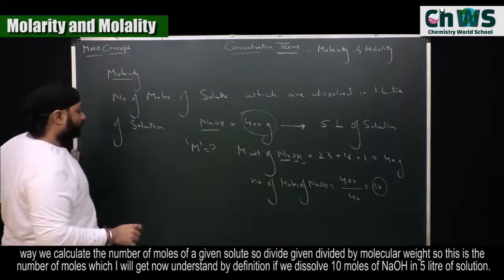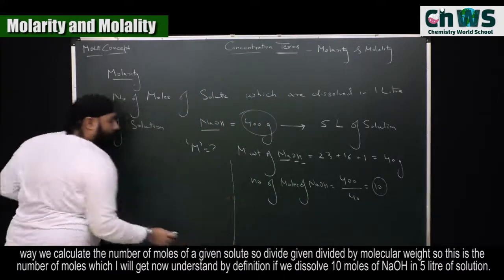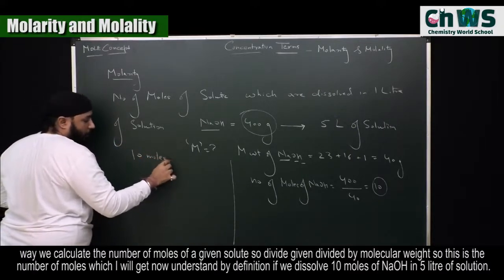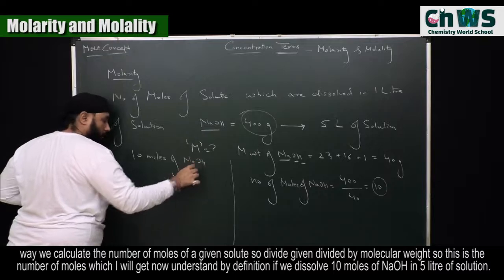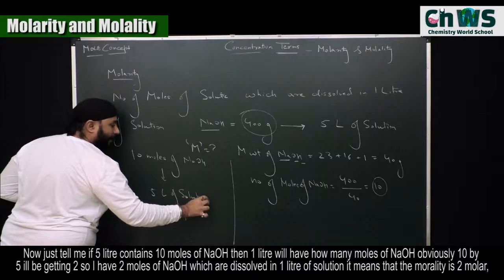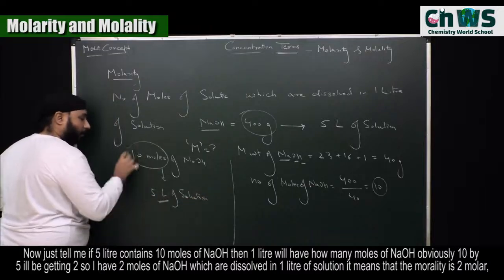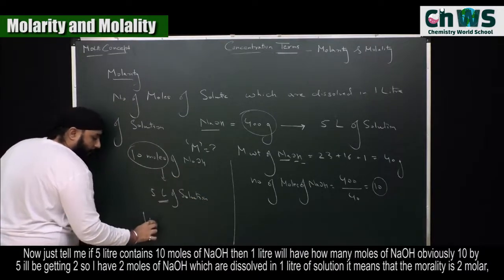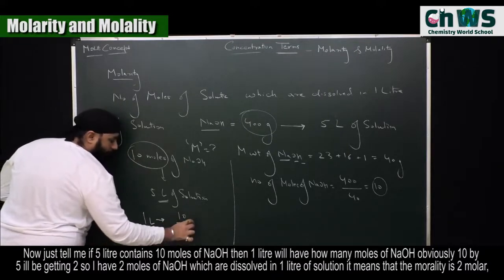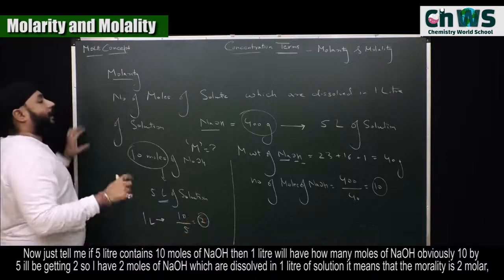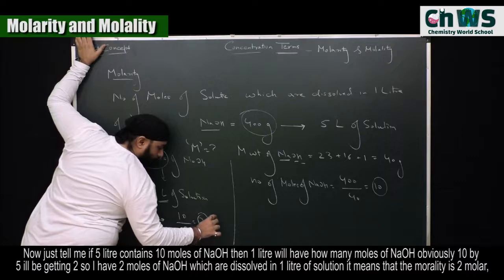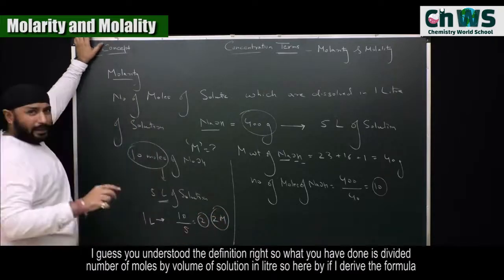Now by definition, we will apply the definition, right? If we dissolve 10 moles of NaOH in 5 liters of solution, then if 5 liters contains 10 moles of NaOH, 1 liter will have how many moles of NaOH? Obviously 10 by 5, so I will get 2. So I have 2 moles of NaOH dissolved in 1 liter of solution. It means that the molarity is 2 molar. I guess you understood the definition, right?